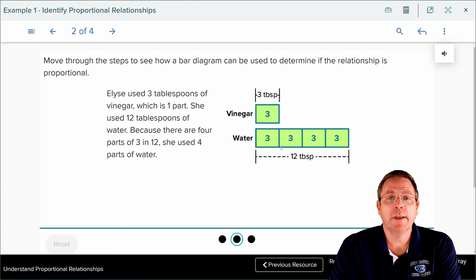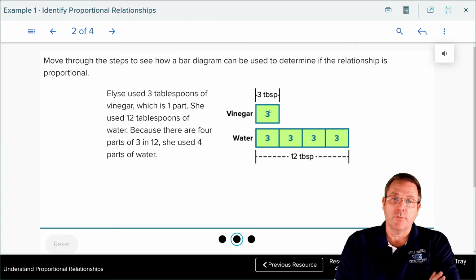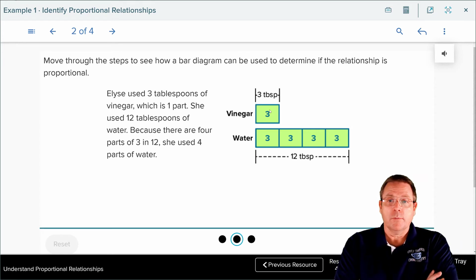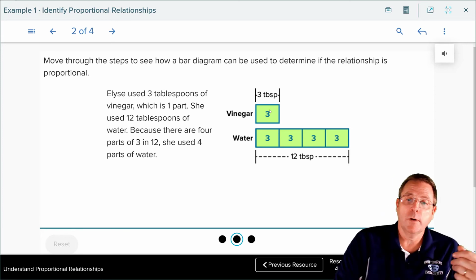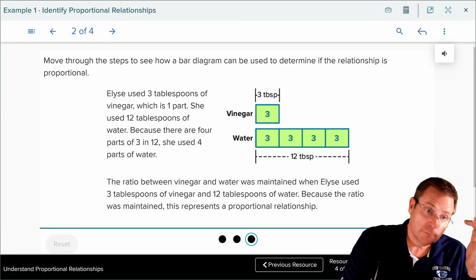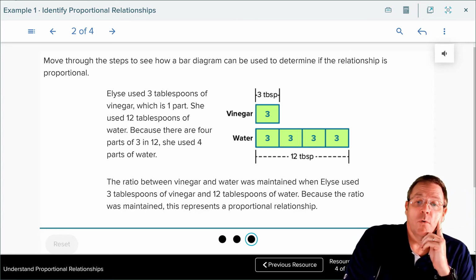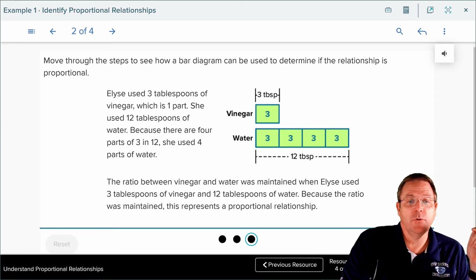Elise used 3 tablespoons of vinegar, which is going to be 1 part, and 12 tablespoons of water, which is going to be the 4 parts, because 12 is divisible by 4 three times. 1, 2, 3. So you can see here you've got your three parts each. You could argue three parts of vinegar to 12 parts of water, and that simplifies down to be 1 part vinegar to 4 parts water. The ratio between the vinegar and the water was indeed maintained when Elise used the ratio.